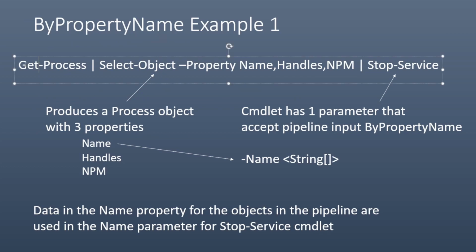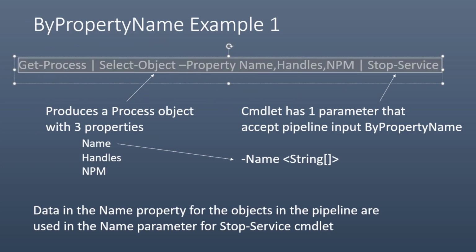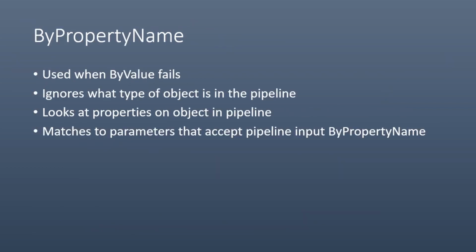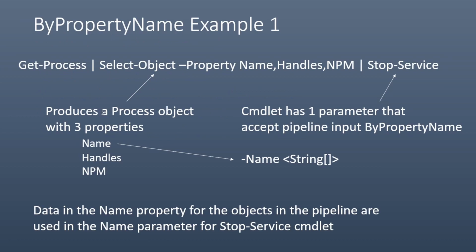In this case, this is our command line here. What we're doing is running Get-Process and then sending that over to Select-Object just to clean it up a little bit. Remember, Select-Object allows me to pick what properties stay on the object. If you're not familiar with Select-Object, I do have a couple of videos on object cmdlets, so you might want to check those out. With Select-Object, we're selecting Name, Handles, and NPM, which stands for non-paged memory.